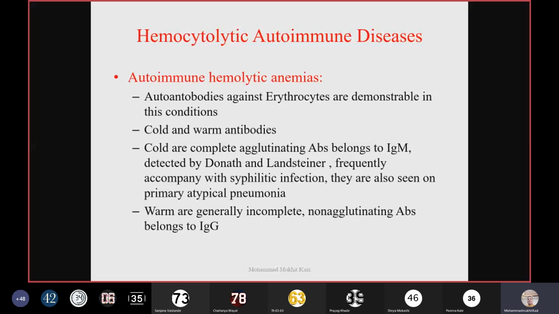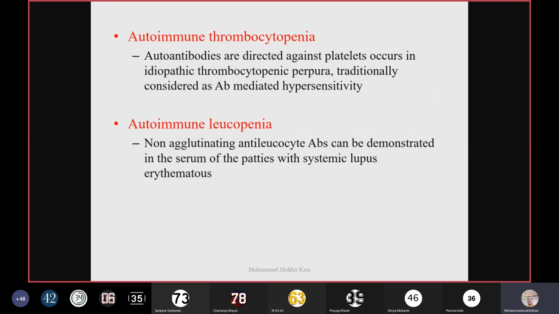And what are the warm antibodies? Warm antibodies are generally incomplete, non-agglutinating antibodies, belonging to the group of IgG, and that is responsible for the anemia. In this section, again, autoimmune thrombocytopenia is also there. What does it mean? Thrombocytopenia means that there is a decrease in the platelet count. Autoantibodies are directed against these platelets, which occurs in idiopathic thrombocytopenic purpura, traditionally considered as antibody-mediated hypersensitivity. Again, it comes under type 2.